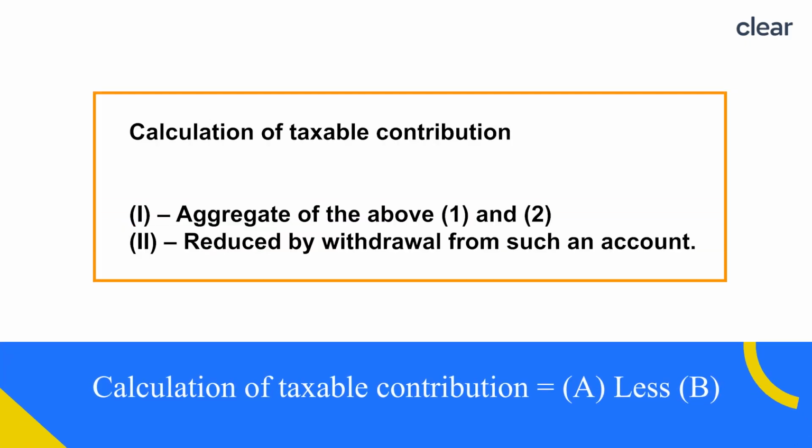So how will you calculate it? First, aggregate the first amount, which is the contribution above the threshold, and the interest accrued on it, reduced by the withdrawal from such account.